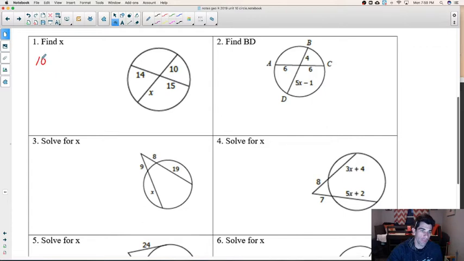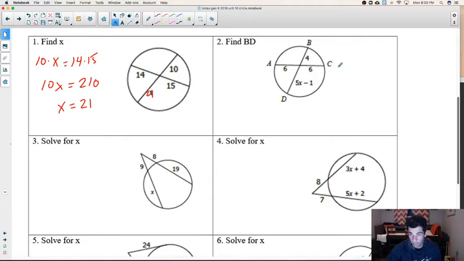So I'm just going to do 10 times X, or X times 10, equals 14 times 15. 10 times X is 10X. 14 times 15 is 210. Divide by 10. This distance here is 21. So 21 times 10 is the same as 14 times 15.